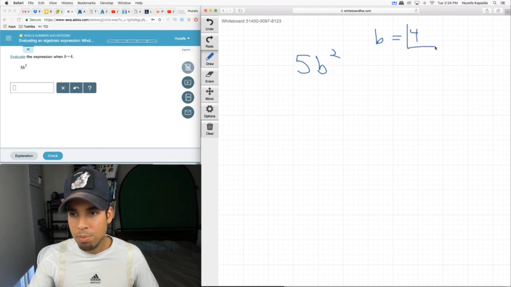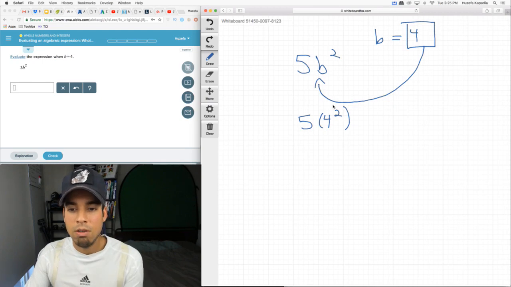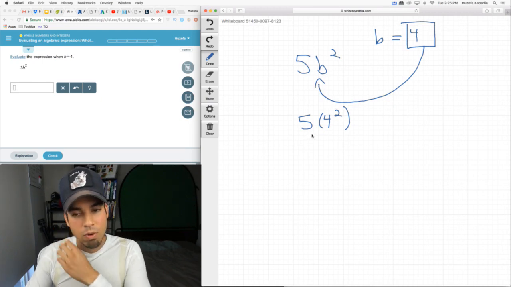This means that if b equals 4, all we got to do is replace the b in this expression with 4. So we just simply rewrite it. I'm going to put parentheses around it so we know this is multiplying. It's not just 54. It's 5 times 4 squared. And you see how I've kind of done that? So where the b was, now there's a 4, and now we evaluate it.